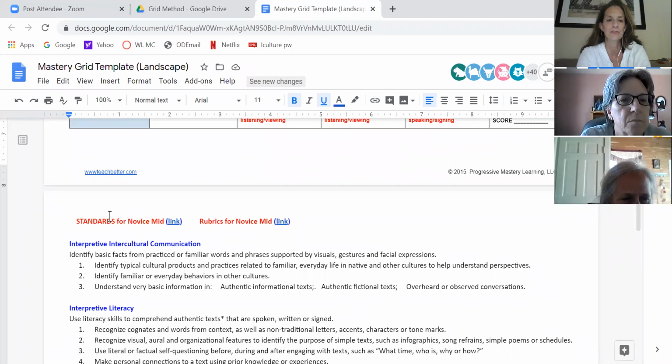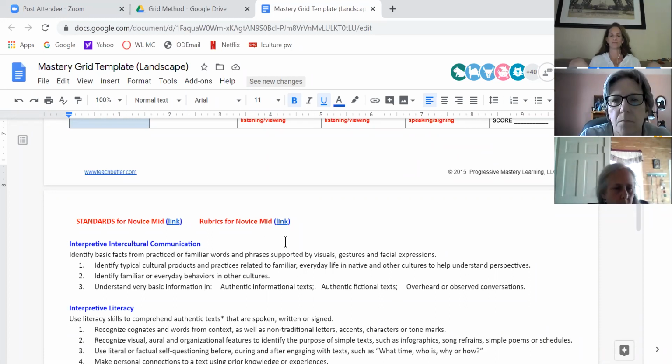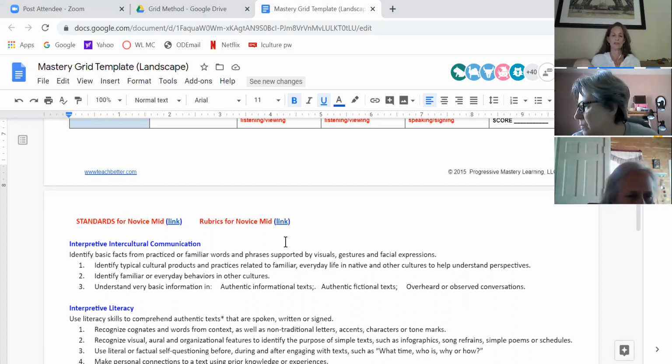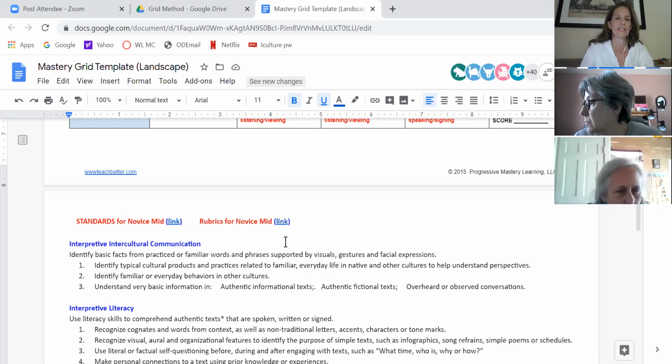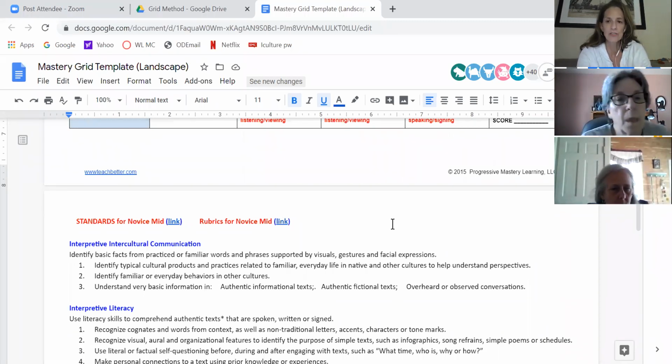You can see the link for the new standards, which are very much in alignment to the can-do statements. So if you've been using can-do statements and haven't yet checked out the new standards, they're very similar. So if you're familiar with can-dos, you're going to just glide right into the standards. I also put the link for the rubrics that we have from ODE that are proficiency based, because that might come in handy for scoring.